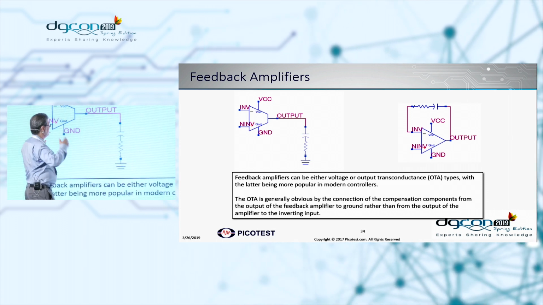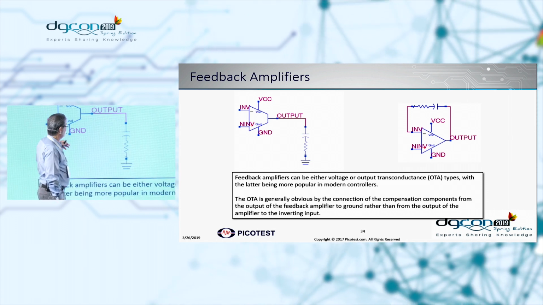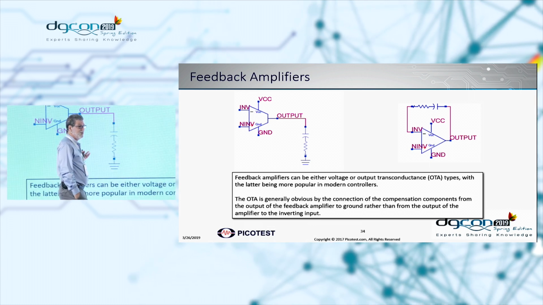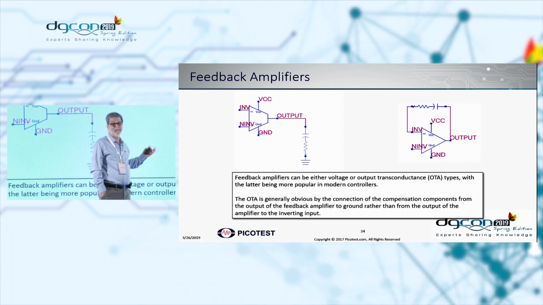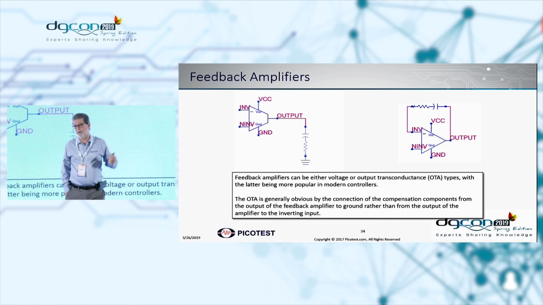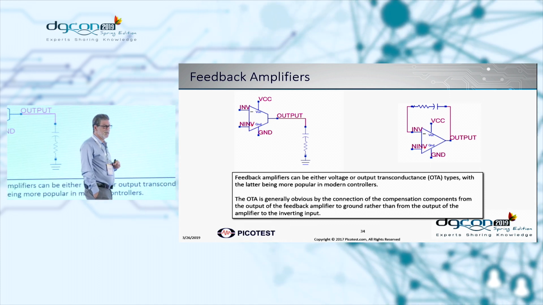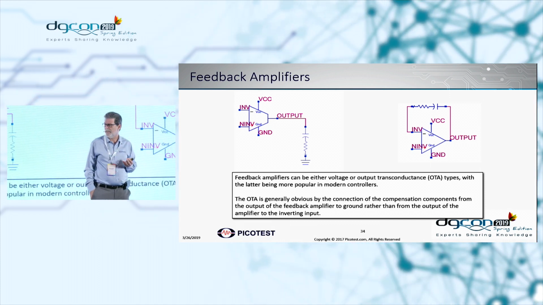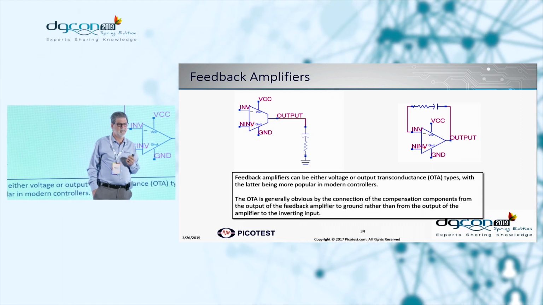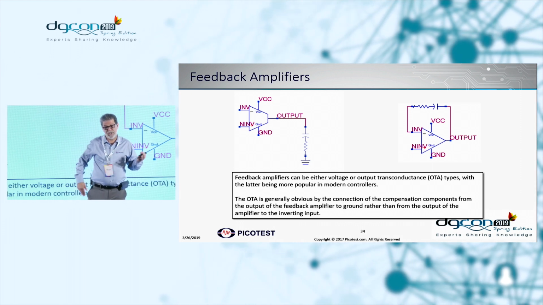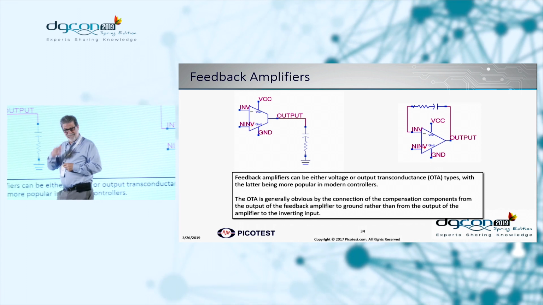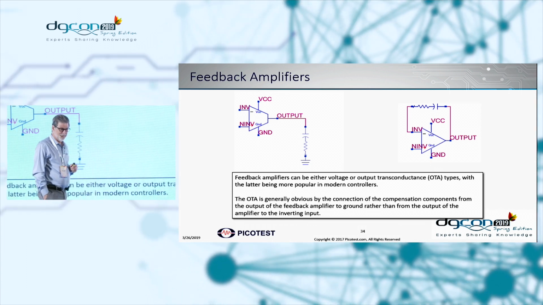Now we need feedback amplifiers. There are two kinds of feedback amplifiers. There are voltage feedback amplifiers, and there are transconductance feedback amplifiers. Most modern pulse width modulators use transconductance amplifiers. Anybody know why? Huh? They're cheaper. And so it saves them money.